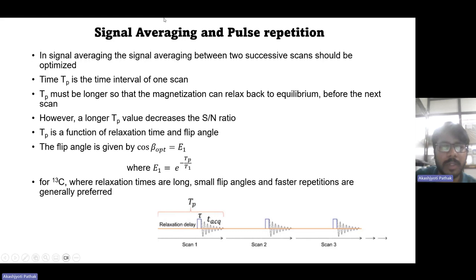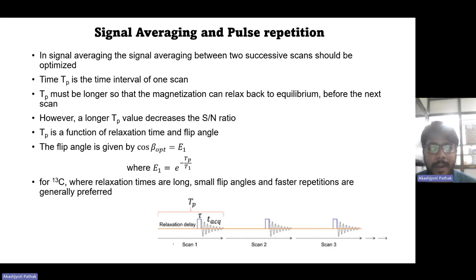Yeah, one more concept that requires a little bit more discussion, because a few questions are asked based on this concept. So this concept is signal averaging and pulse repetition. So what happens in signal averaging? In signal averaging, the signal averaging between two successive scans should be optimized.